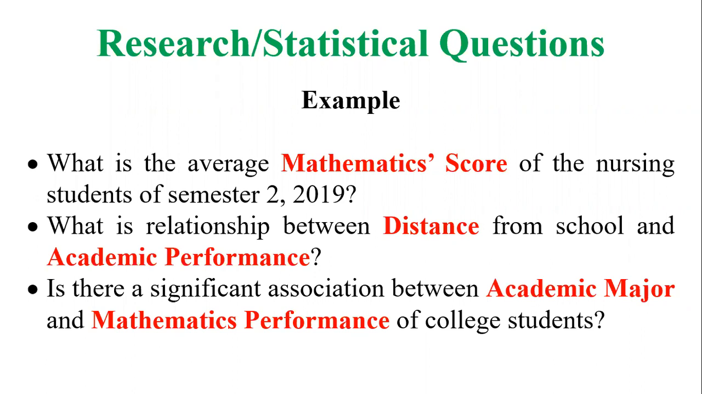Does one affect the other? That has to do with the learning of mathematics. Research question number 3, is there a significant association between academic major and your mathematics performance? Is there a relationship between the major that you're going to study and your mathematics performance? All these questions, 1, 2, 3, you need to collect data to answer them. So they are called research questions, and they came from the research topic, which is the learning of mathematics.